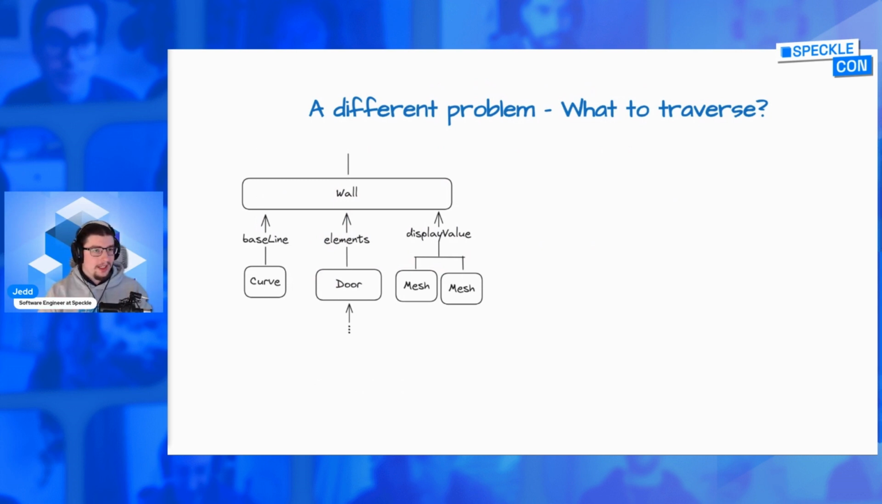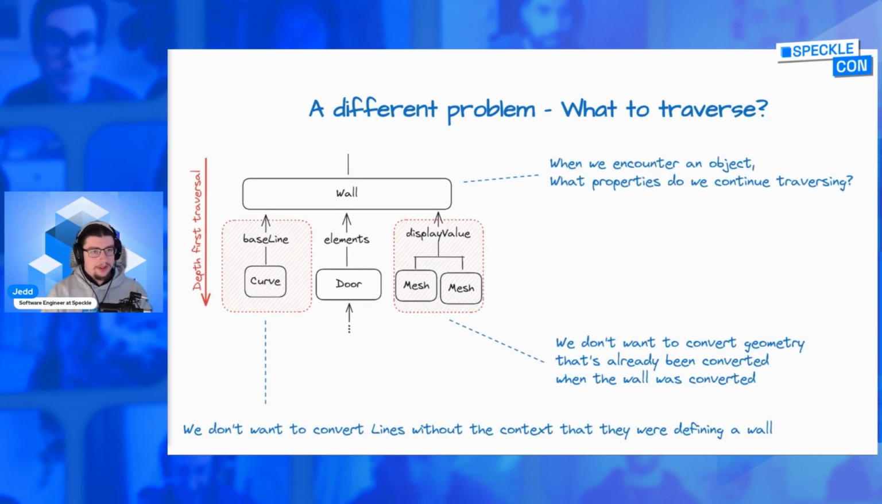Before we look too closely at how those functions work under the hood, there's a second problem that I think we want to solve with our SDK tooling with Traversal, and that's we don't always want to traverse everything. We want to be selective sometimes about which properties, which members of our Speckle objects should be traversed. And a wall, for example, has this baseline property to define its start and end point, and its display value to show its mesh-based geometry, right?